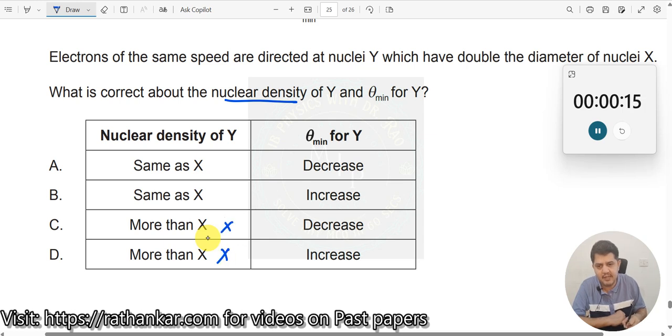C and D are incorrect, so we need to decide on it. If you still have a doubt on how nuclear density remains a constant, do write back to me. I will definitely make a video on this showing a mathematical derivation of how it is constant. Okay, let us move on to the next one.